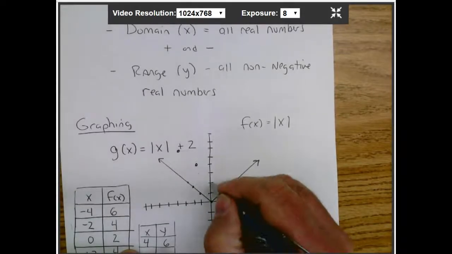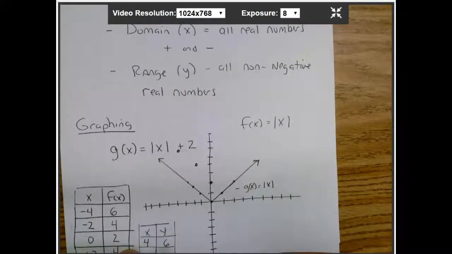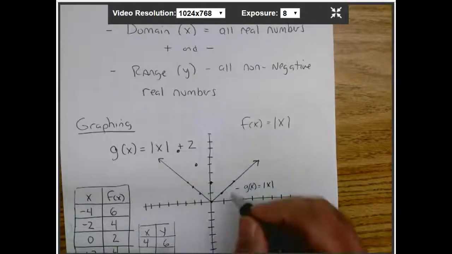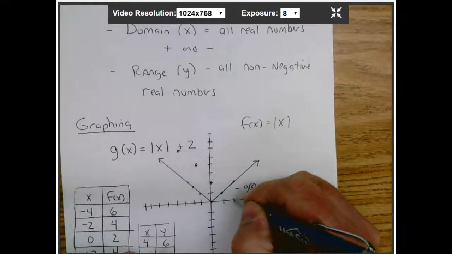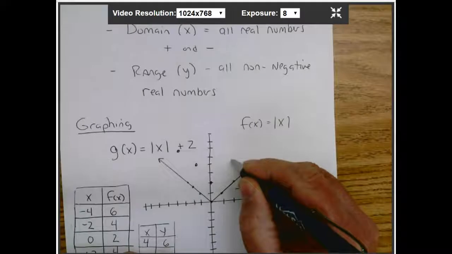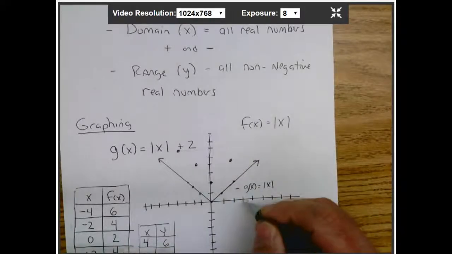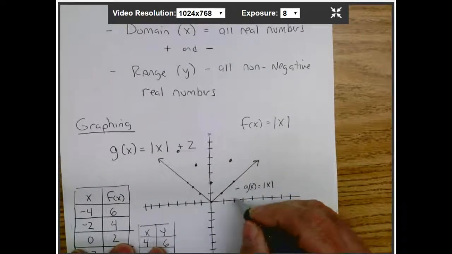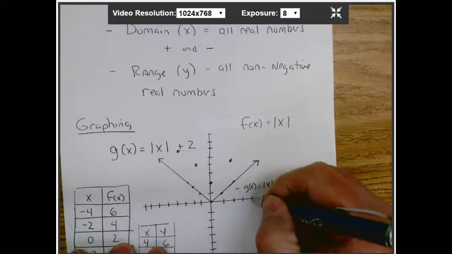And then the 0, where it starts, the origin, will be 0 and 2. So 0 and 1, 2. And then we would do the other side, positive 2 and 4. So it would be right up about here. And then the next one would be 4, 1, 2, 3, 4, and then it'd be up 6.